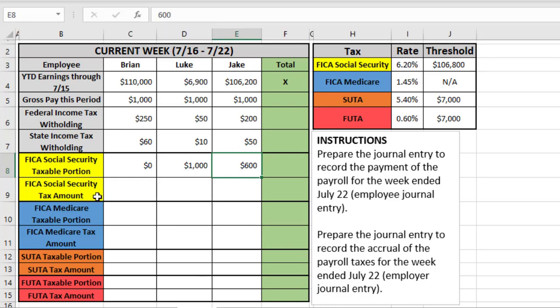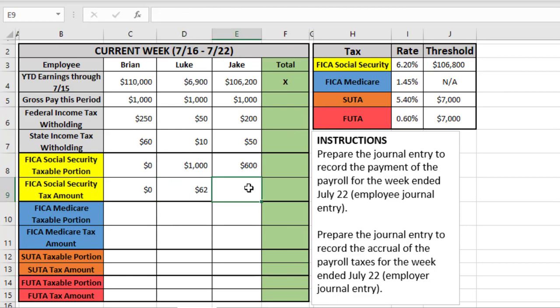Next, we can calculate the tax amount by multiplying the taxable portion for each employee by the tax rate, which is 6.2%. So since Brian had $0 for his taxable portion, his Social Security tax amount is also going to be $0. We don't really need to do that calculation. And for Luke, since he has $1,000 that is taxable, we can take the $1,000 and multiply that by the 6.2%, or 0.062 if you were typing into a calculator for the decimal form. And that gives us $62 of tax for Luke based on his Social Security.